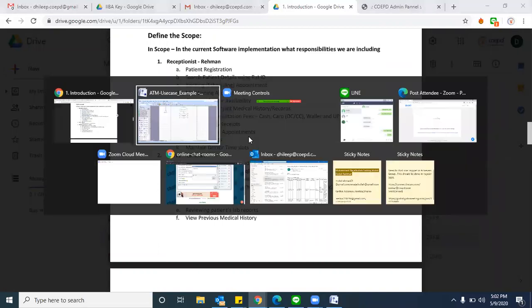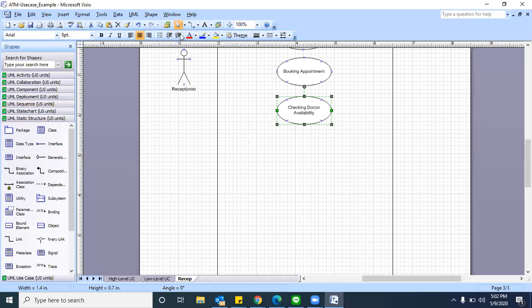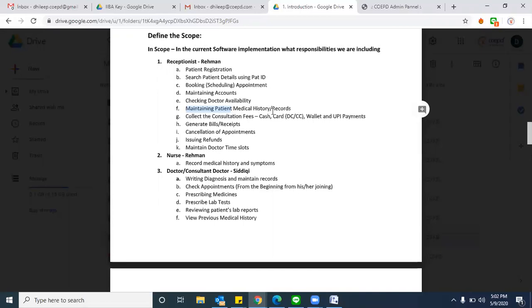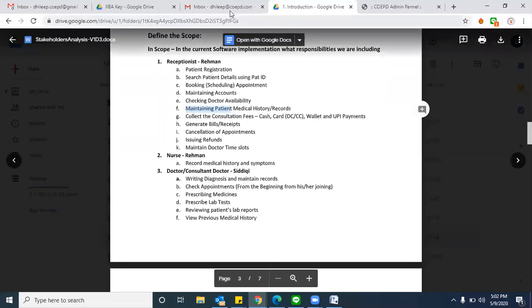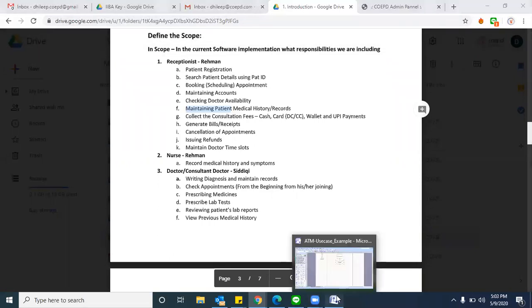Okay. So now I'm writing generating bills or collecting fees. Here it is maintaining patient medical history. That is what we said. Yes. Okay. So let me keep that.